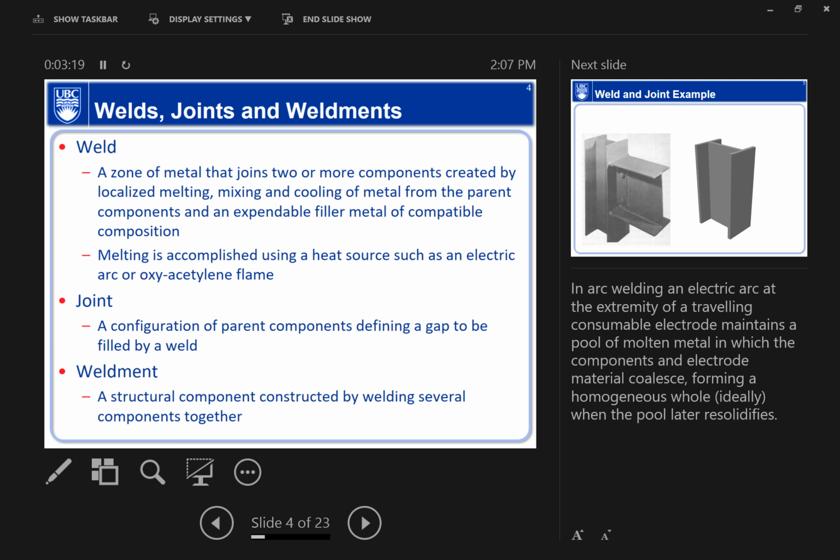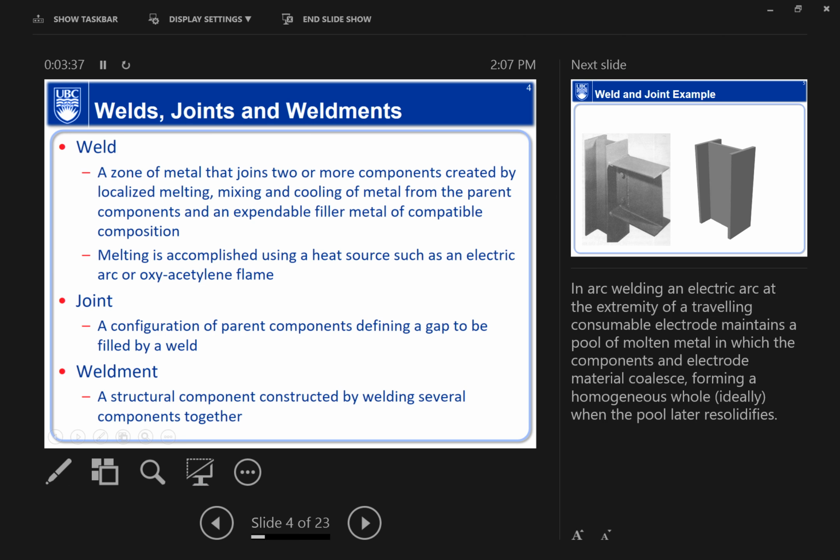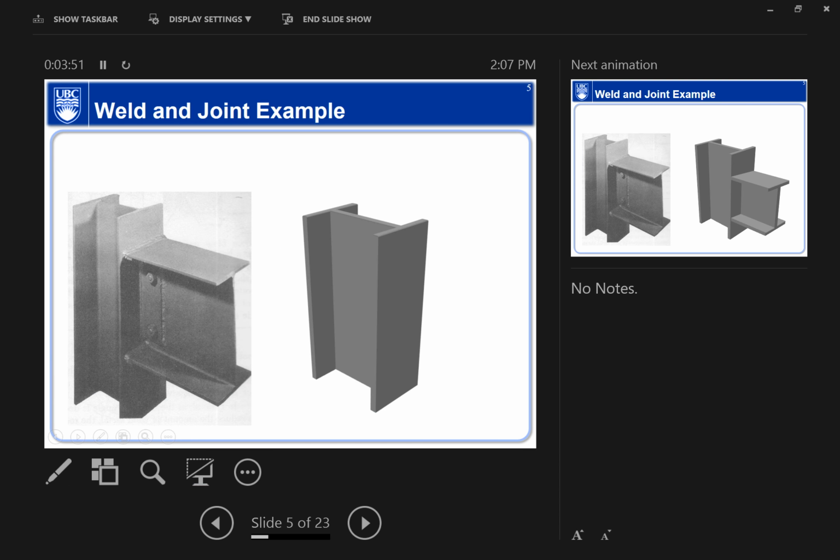So that's weld. And a joint is a configuration of parent components defining a gap to be filled by a weld. As you're going to see, there are different types of joints. One of the most common types is called a T-joint, which is this one here. A weldment is actually a bigger concept. It's a structural component constructed by welding several components together. So that's weldments.